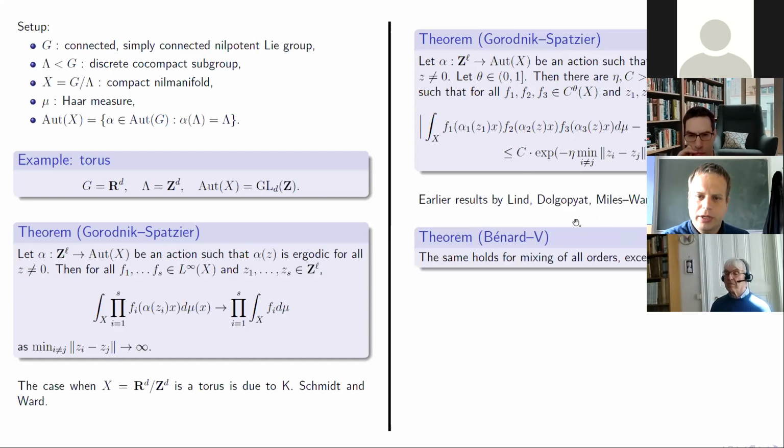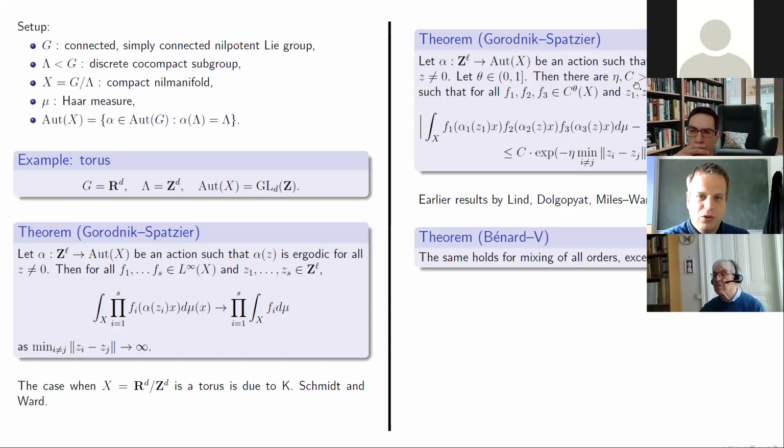Okay, so the result I'm going to talk about is with Timothée Bénard, who is a postdoc here in Cambridge. And so basically what we proved is that the same result, so the same exponential rate, is true for mixings of all orders. And the only thing that changes is that the constant C becomes ineffective. So let me comment on what this means.